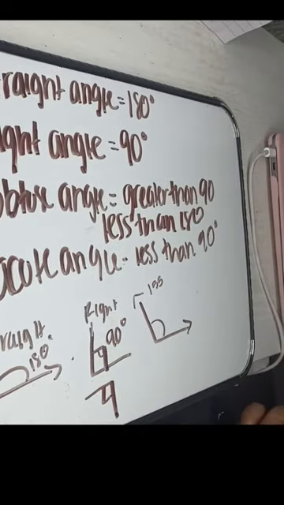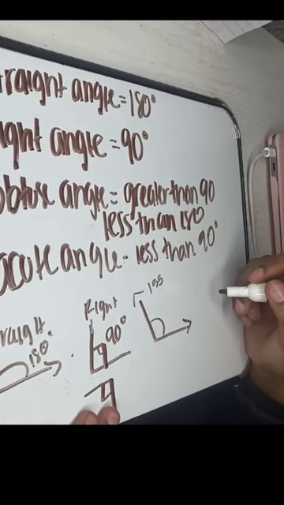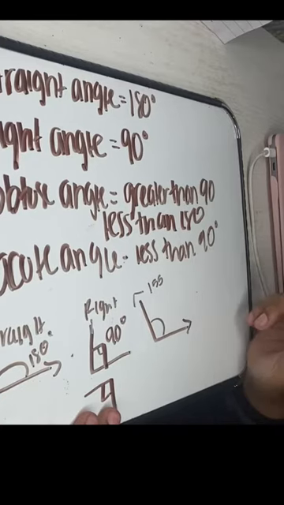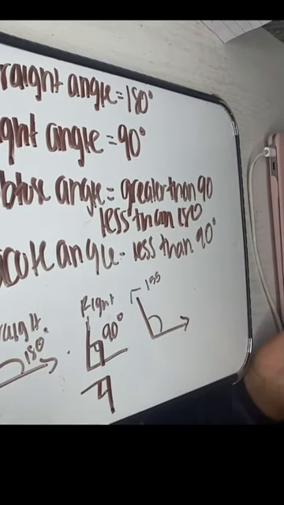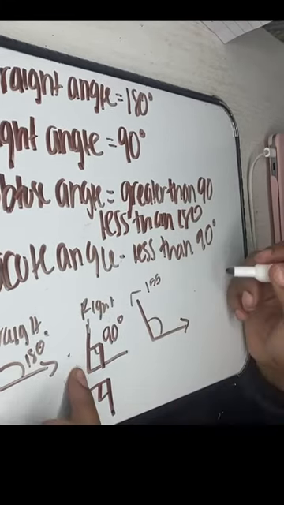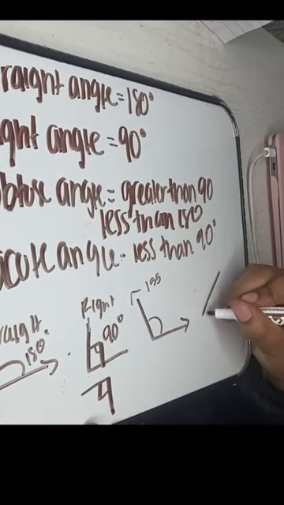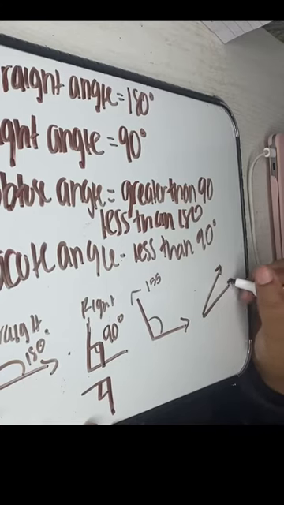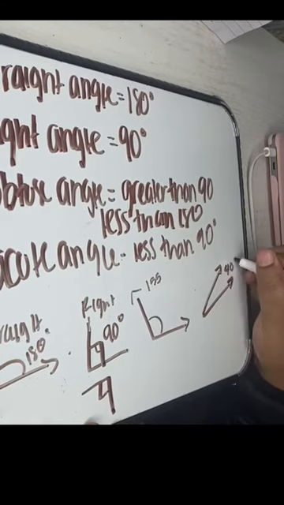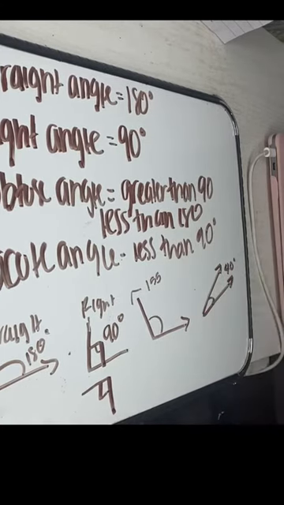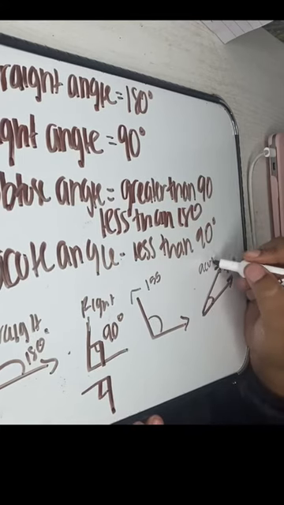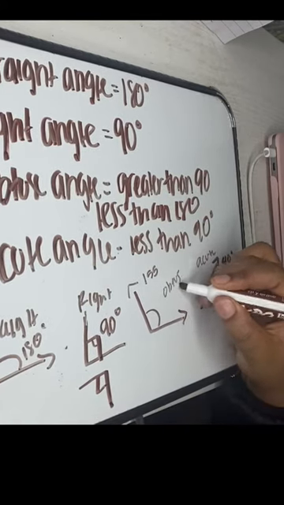And then last but not least, we have an acute angle, which is less than 90. More than 0, less than 90. So anything 89 and under will be an acute angle. So let's just say this is 40 degrees, and that will be an acute angle. So we got Q, obtuse.